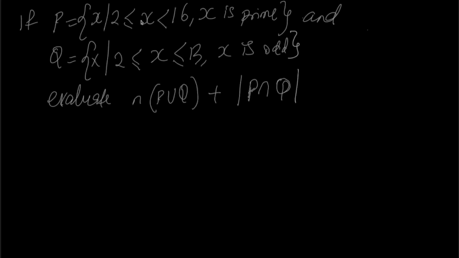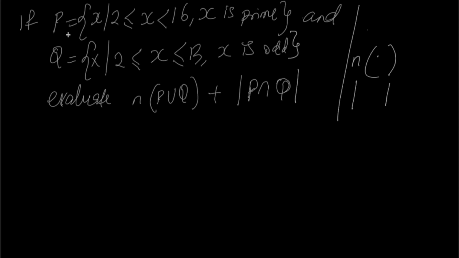Look at this. P is equal to this and Q is equal to this. Here, S is prime numbers, while here, S is odd. Evaluate this. This is what? Cardinality. As I said, when we treated cardinality, you can represent cardinality like this or like this. So both this and this are cardinality: the number of elements in this union and the number of elements in this intersect.